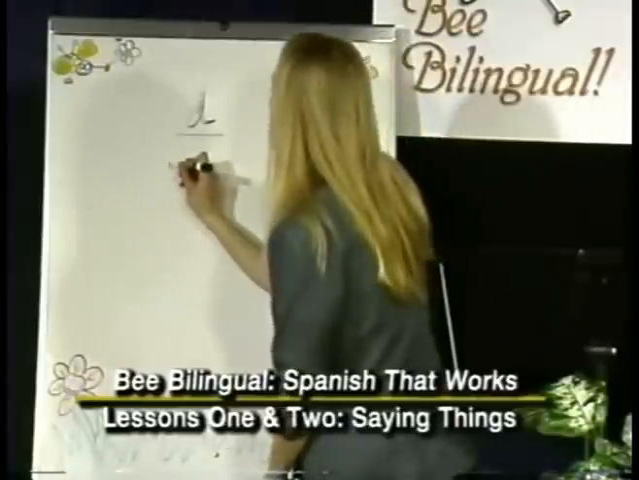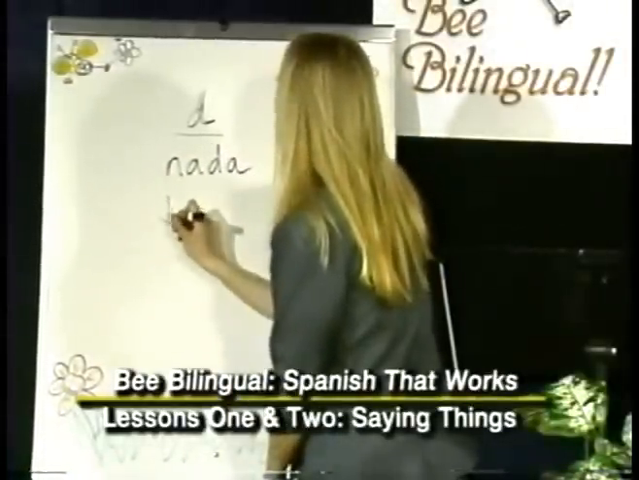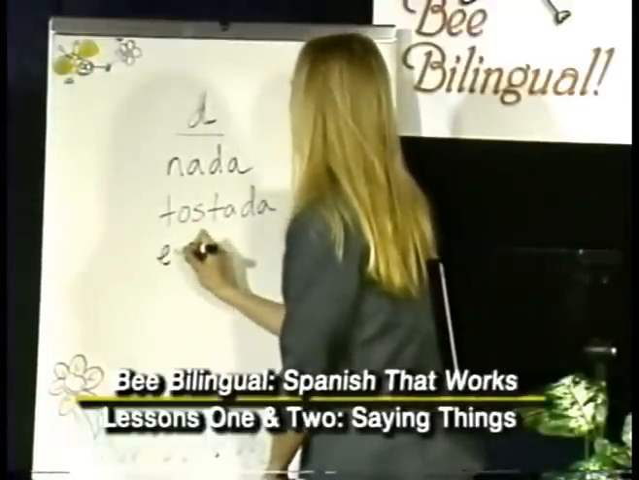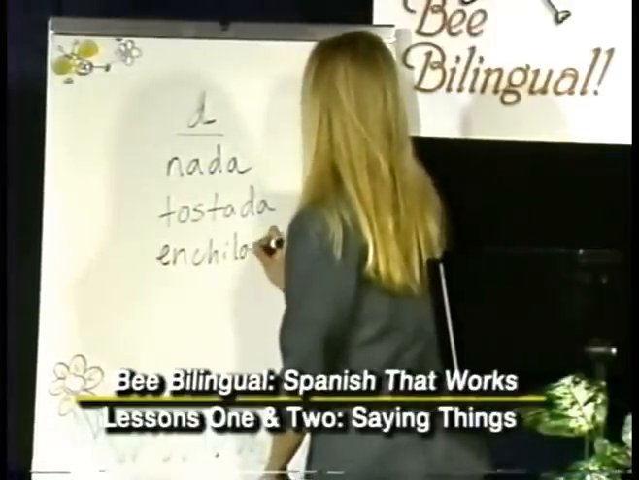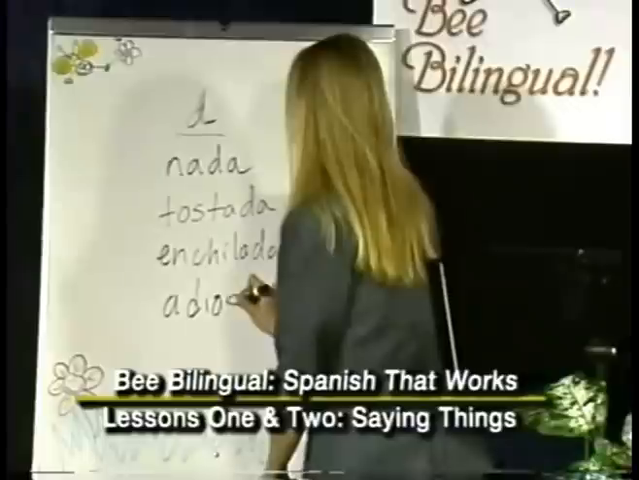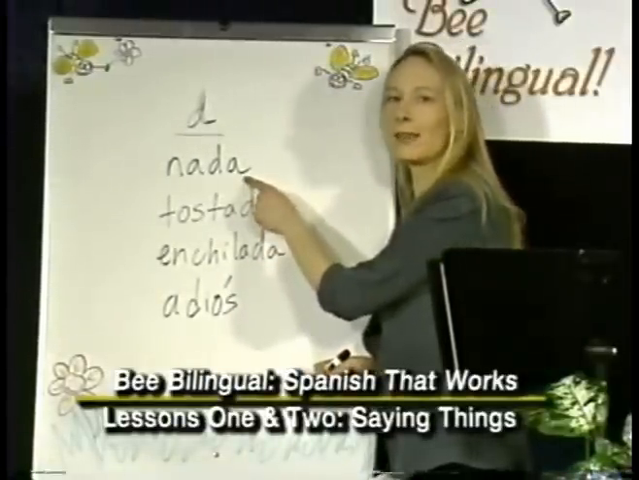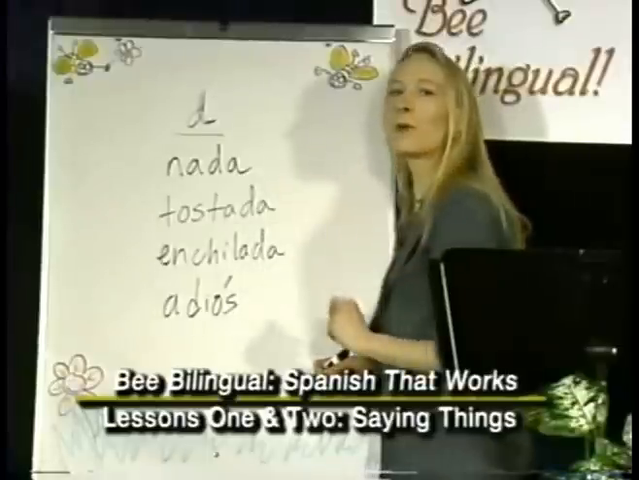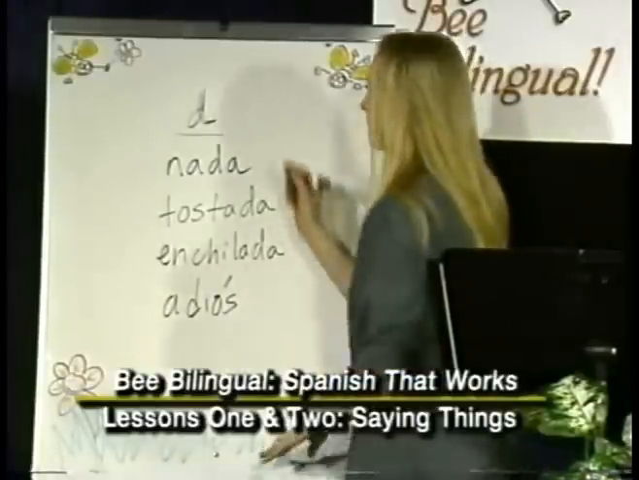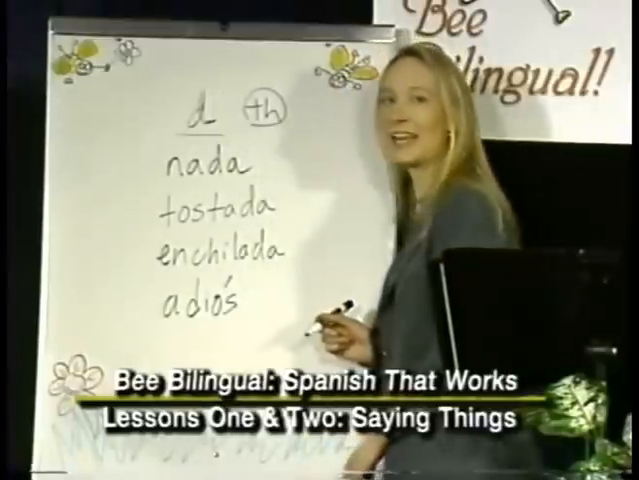Now let me give you some examples of the Spanish D. I'll use some words that you're probably already familiar with. This word in Spanish is pronounced nada. The D in Spanish is most similar to the TH sound in brother and this. So in my pronunciation guide, I represent the D as TH.